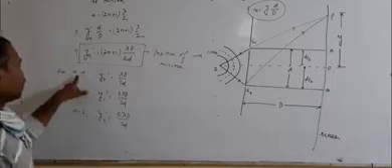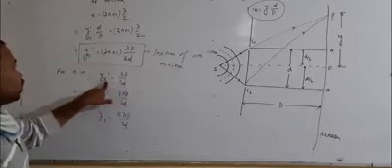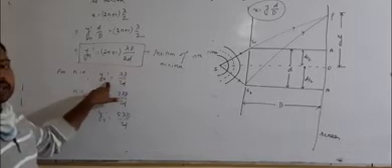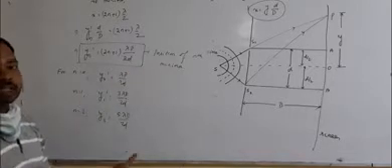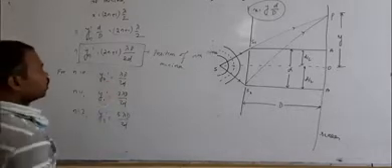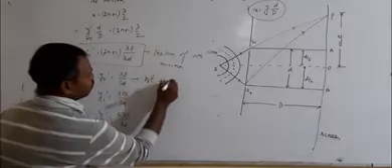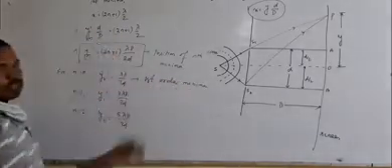So here for n equal to 0, we are getting a position of minima, means y0 dash equal to lambda D by 2d. This is not the central minima. Center, because already center is bright, center is maxima. So here we are never getting a minima at the center. So this is the first minima, first order minima. This is the position of first order minima.